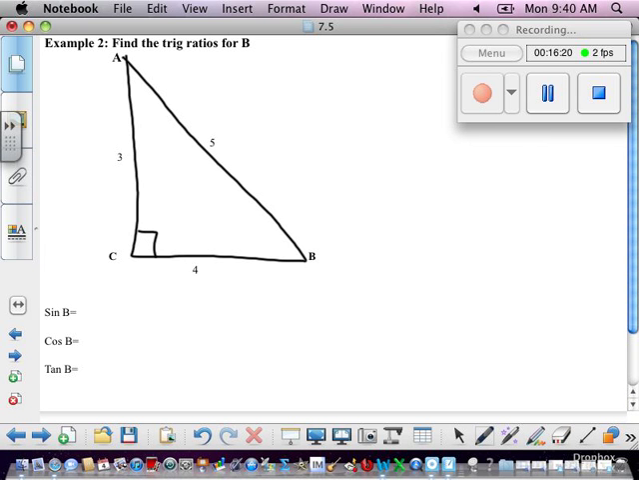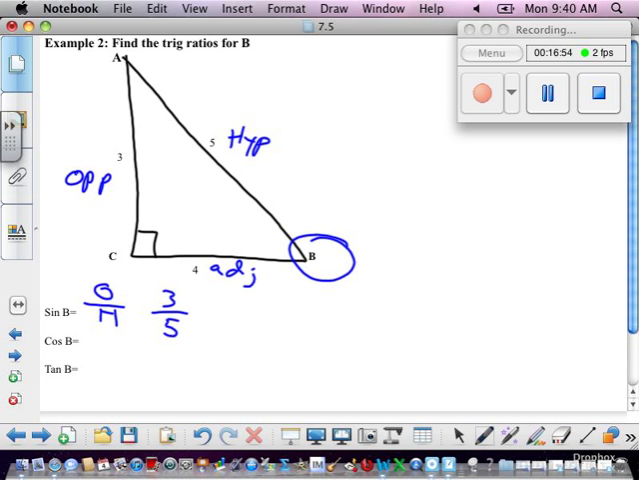All right, so we're looking at sine of B. So here's B right here. What is opposite B? Good. What is adjacent to B? 4. Okay. And what is the hypotenuse? 5. Okay. So we remember sine is what? SOHCAHTOA. So sine means opposite over hypotenuse. What's the opposite? 3. And what's the hypotenuse? 5. Okay.